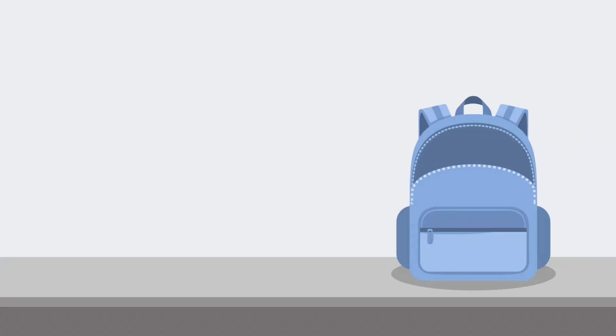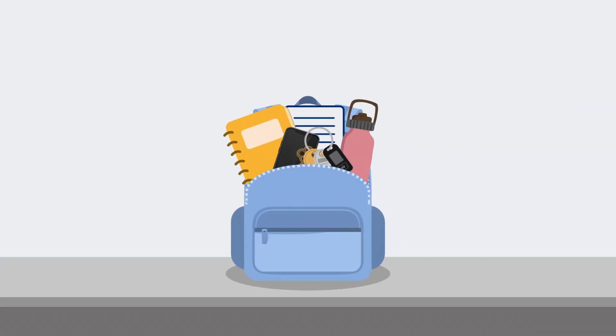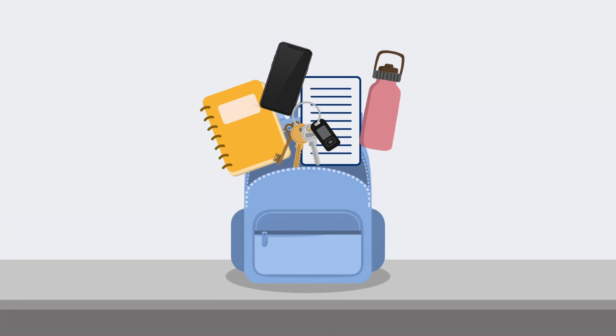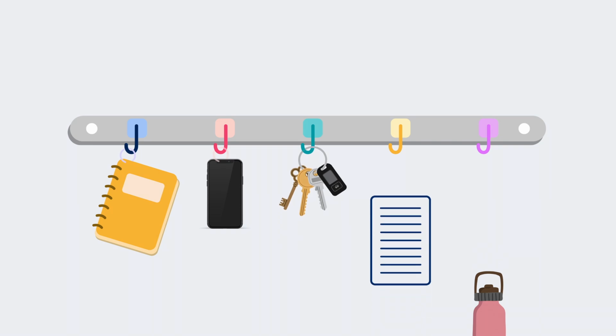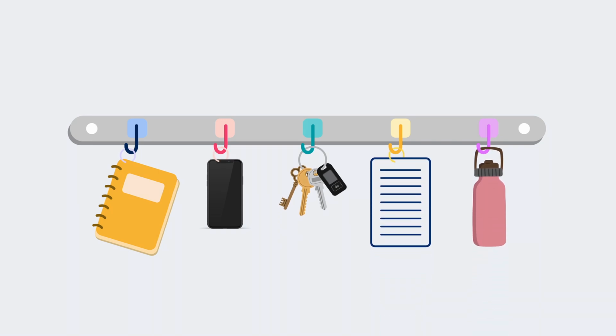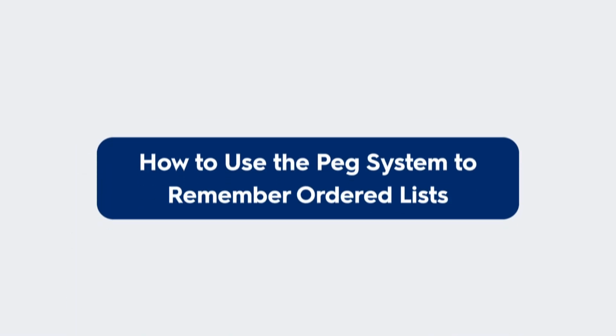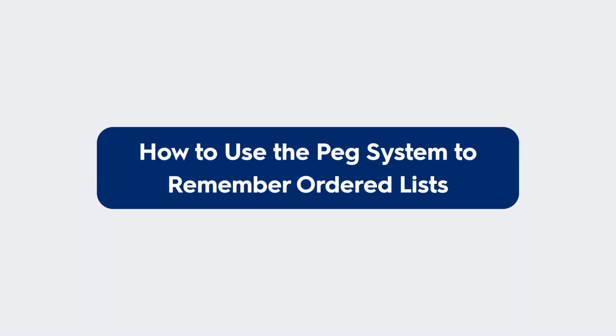Ever wish your brain had hooks so new facts would not slide around in a pile? That is exactly what the PEG system gives you. It turns a list into a set of easy places to store ideas. In this video, you will learn how to use the PEG system to remember ordered lists.